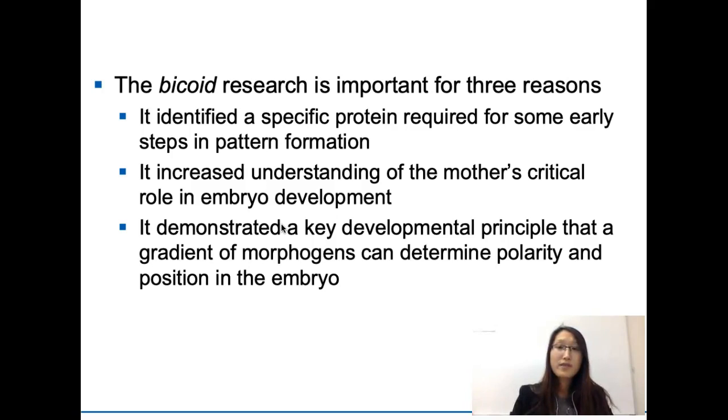So this research is very important for 3 different reasons. First off, it helps us identify a specific protein required for some early steps in pattern formation, right? Which is also useful for the understanding of how the pattern formation is done in human beings, because that's what we all care about, human beings, unfortunately sometimes. And it helps increase the understanding of the mother's critical role in embryo development, right?